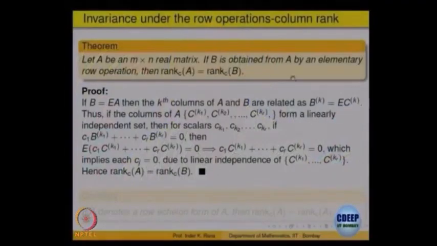So what does that mean? That means the column space of A is same as the column space of the transformed matrix, right, independence is not going to change. So that precisely says that the column space of A is same as column space of B if it is obtained from A by elementary row operation.